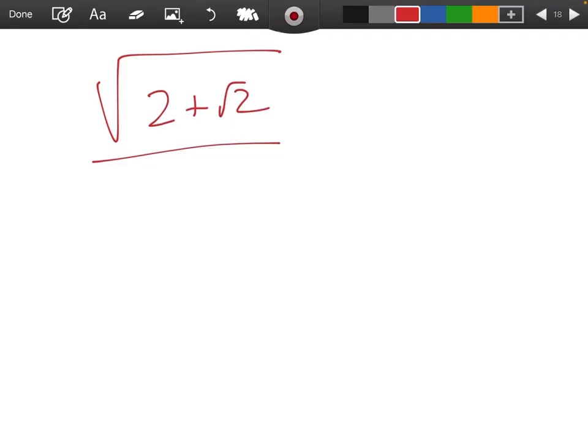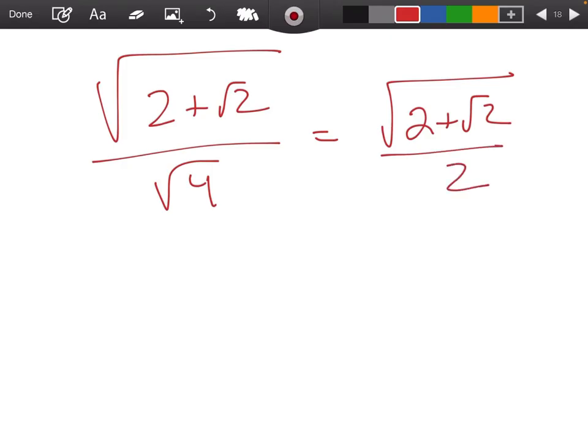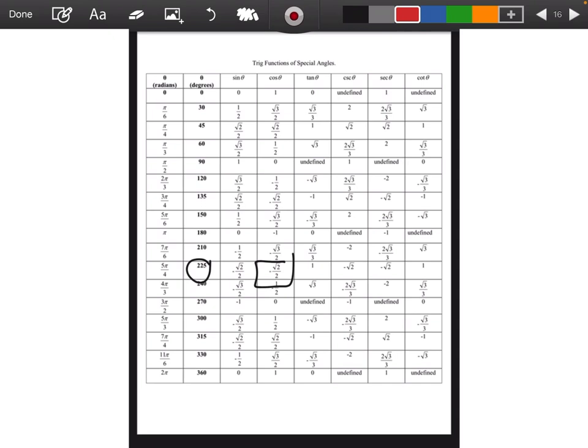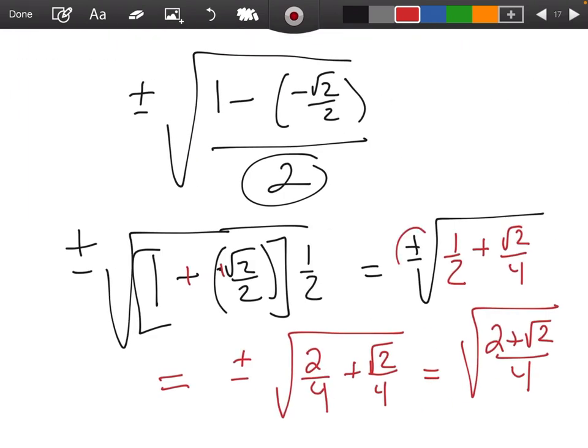Okay, I'm going to keep working here, y'all. 2 plus the square root of 2 over the square root of 4 is going to give me 2 plus the square root of 2, all over 2. Okay, now, this is my answer, y'all, but I need to come back over here because if we remember, y'all, we had that plus or minus, right? So let's think of this, y'all.